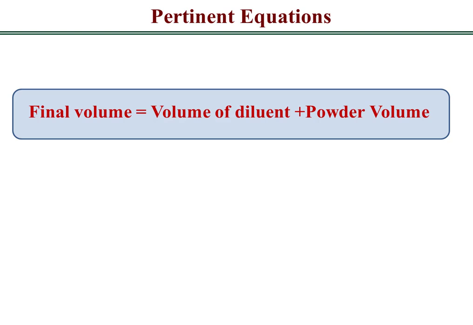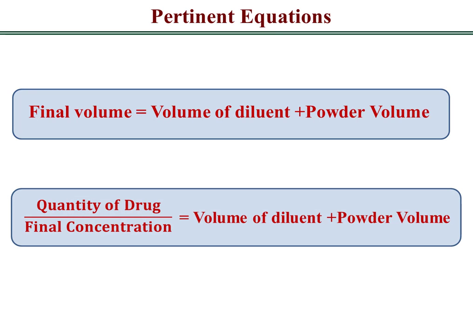However, you will notice that there are some times when you're doing these calculations that they don't directly give you the final volume. And then students always get confused. Okay, what do I do now? So what I recommend is a variation of this equation. And that would be understanding that the final volume is related to the quantity of the drug and the final concentration. Those three parameters all are interrelated.